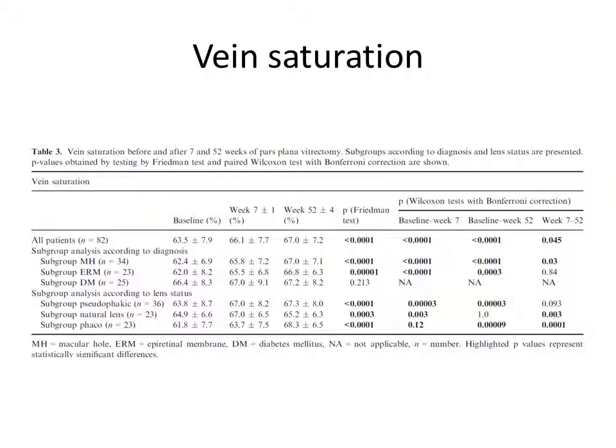And when we focus on the subgroups according to lens status, you can see that the pseudophakic patients with the artificial lens have an increase, and at both checkpoints in the follow-up there is approximately the same value of increase, but the group with a natural lens obtained the increase at the first checkpoint and then a slight dropping of the saturation at week 52, and the FACO group, which was operated on during the follow-up, has a very slight increase in the beginning between the baseline and week 7, but then they rise and reach almost the same vein saturation as the pseudophakic patients.